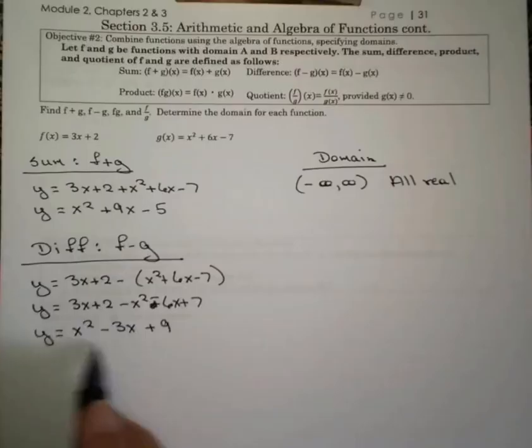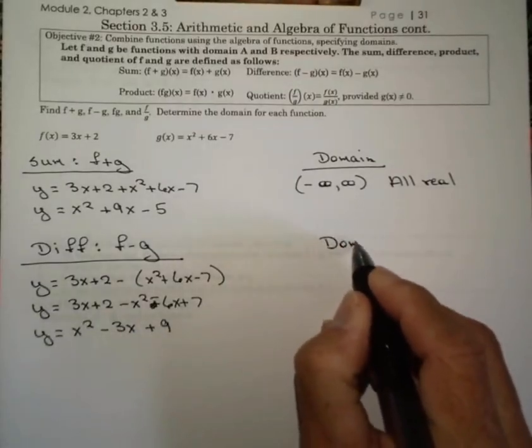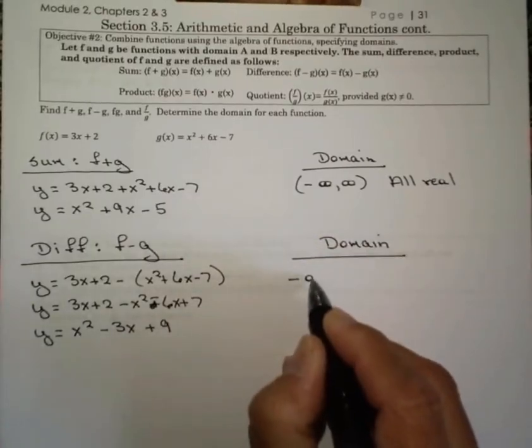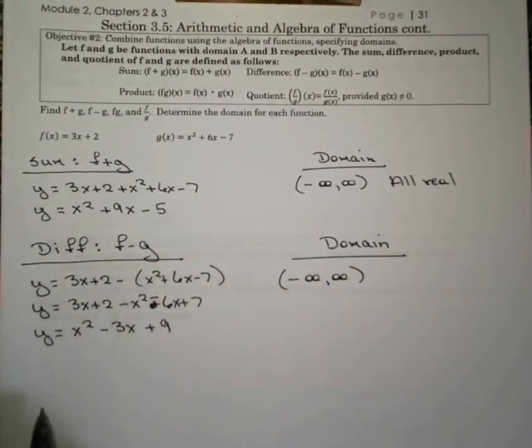And what do I have here? Well, no problems once again. No problems that I can identify for the domain. So when I tell the domain, I'm going to say it's the set of all real numbers again. Let's look at the product.